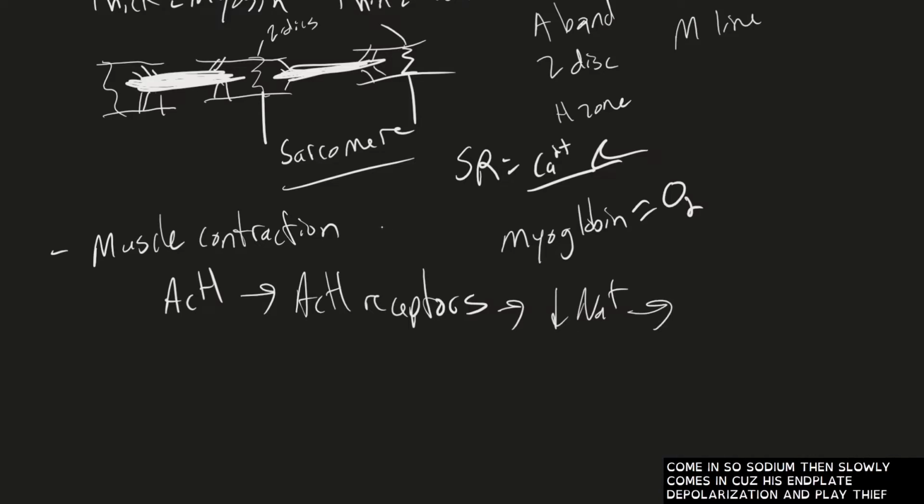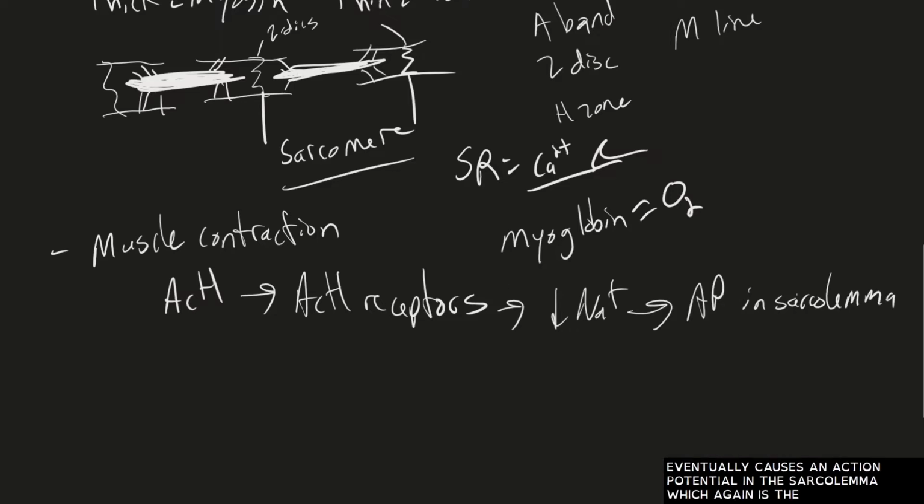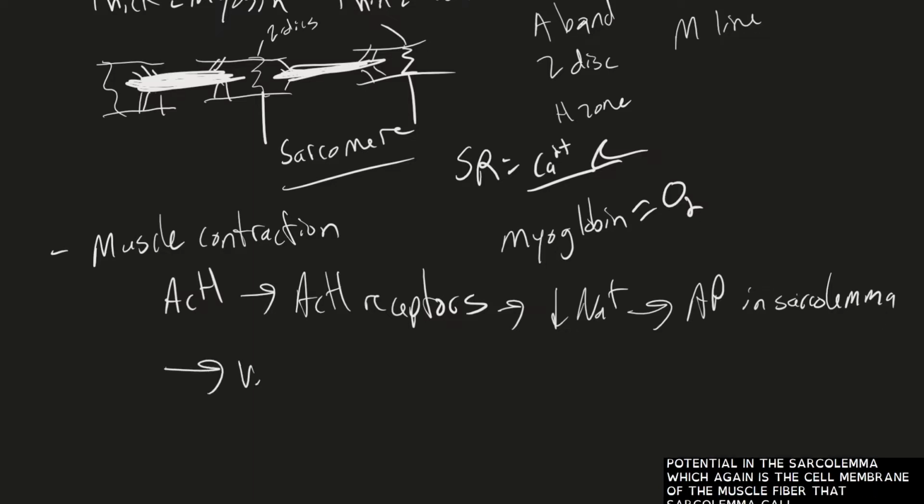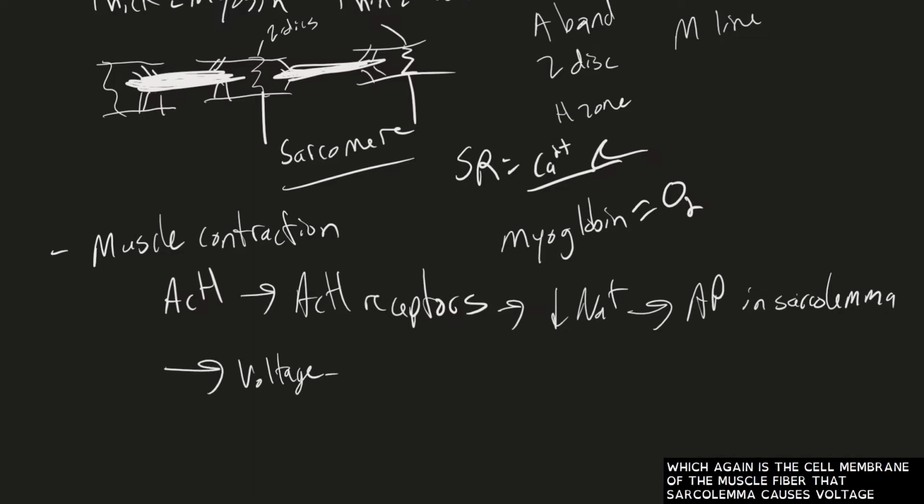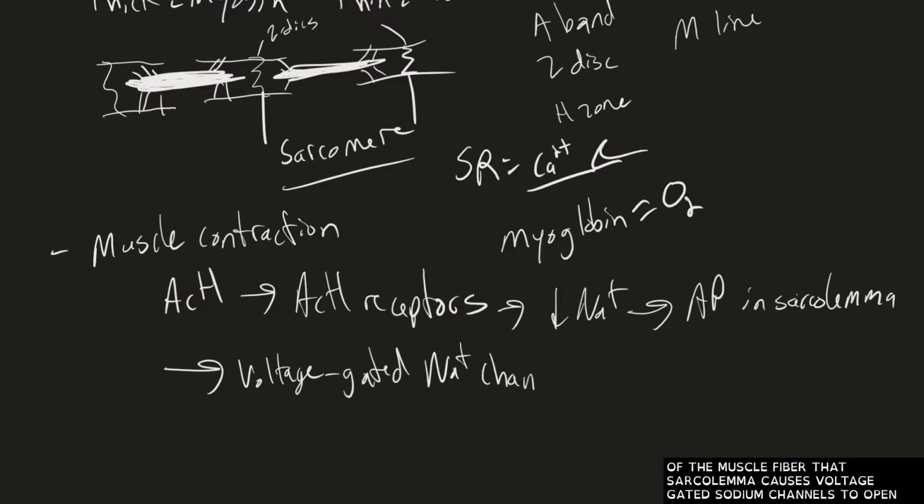End plate depolarization then leads to a graded potential, which eventually causes an action potential in the sarcolemma, which again is the cell membrane of the muscle fiber. That sarcolemma causes voltage-gated sodium channels to open. So voltage-gated sodium channels cause a rush of sodium in. That then fires the whole action potential down the sarcolemma, and then boom. So that's the electrical signal running through the sarcolemma. That entire muscle cell is now activated.